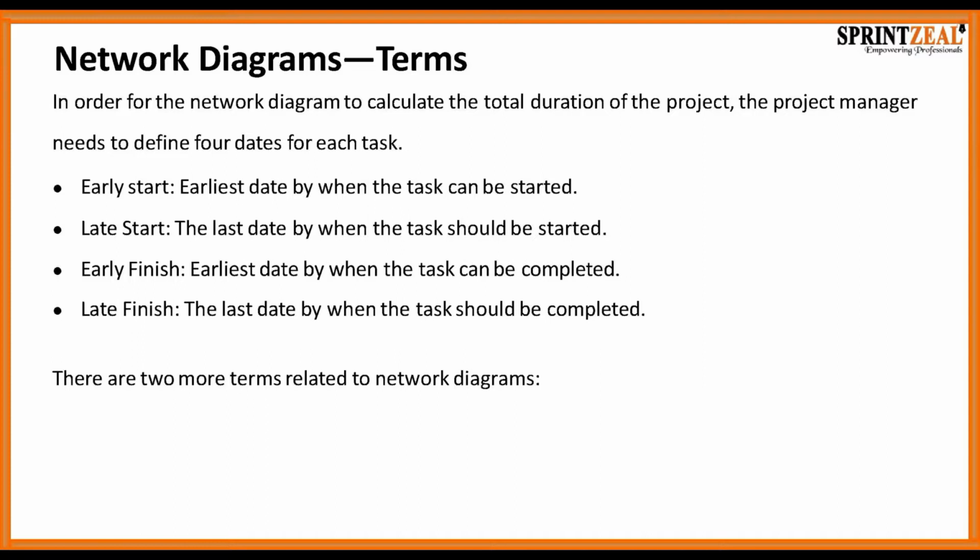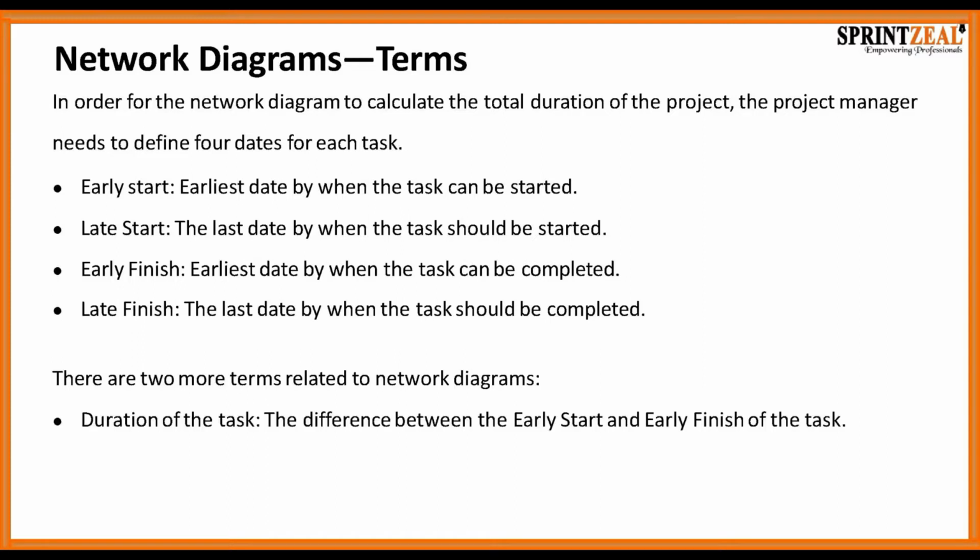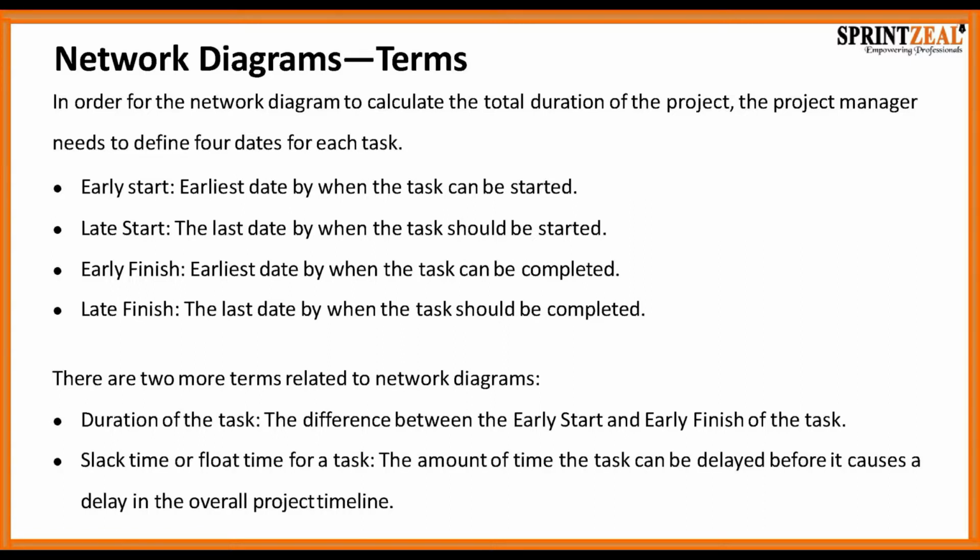Now, there are 2 more terms that we need to understand when it comes to network diagrams. The first one is the duration of a task, which is just the difference between an early start and an early finish. Then we have slack time, or some people call it float time, for a task, which is the amount of time the task can be delayed before it causes a delay in the overall project timeline.